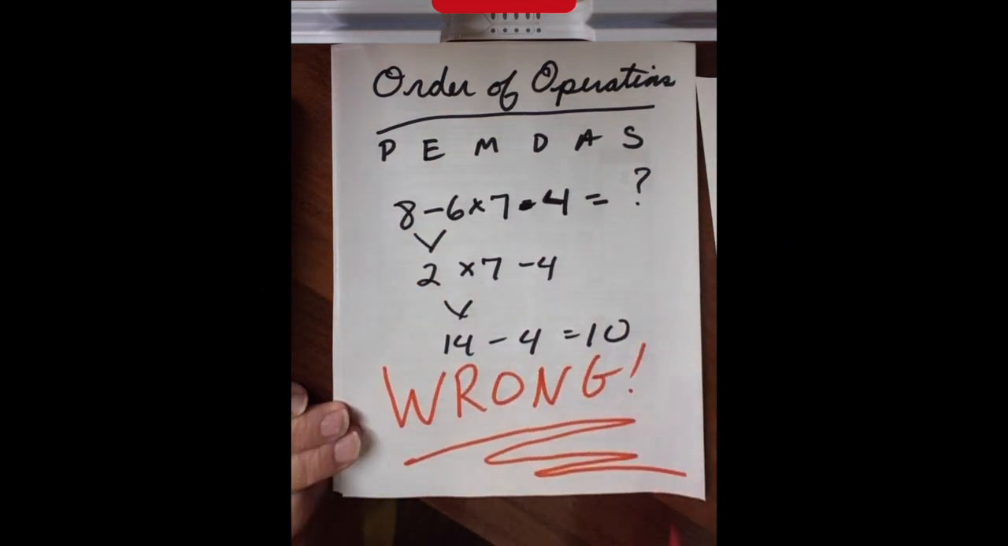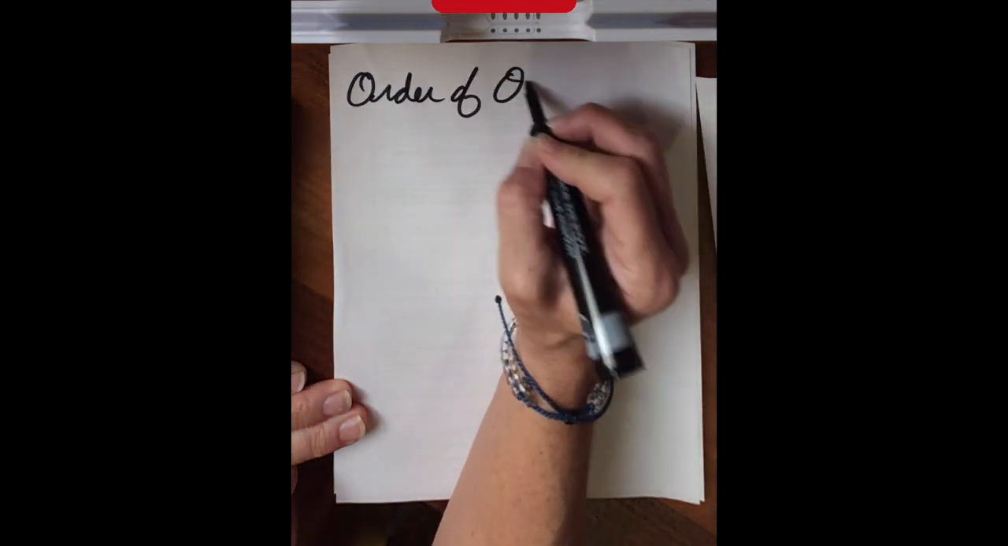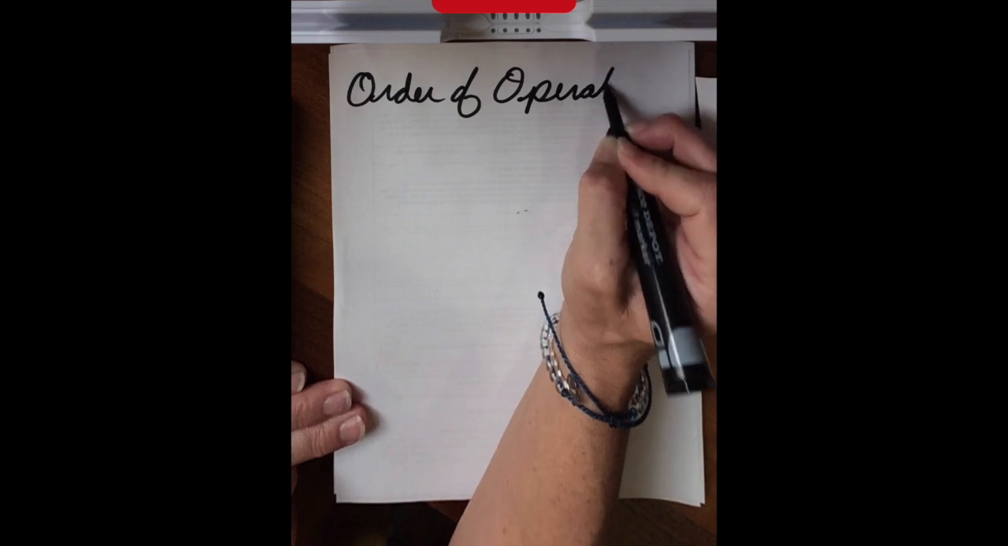It seems so logical, but it is totally wrong. I didn't do it in the right order. I didn't do parentheses first. I didn't do multiplication first. I didn't do addition last. I went in order from left to right.